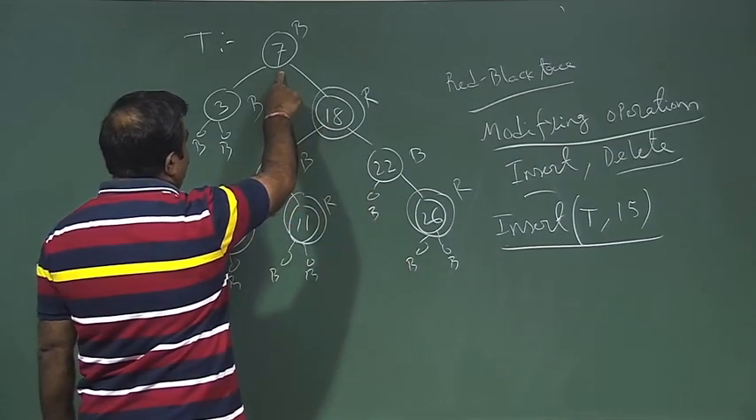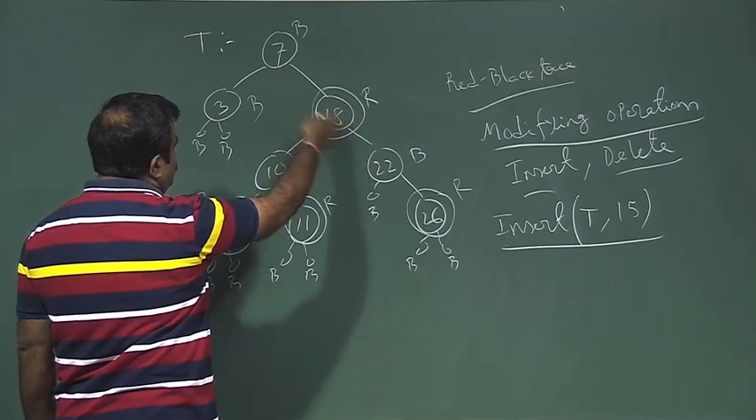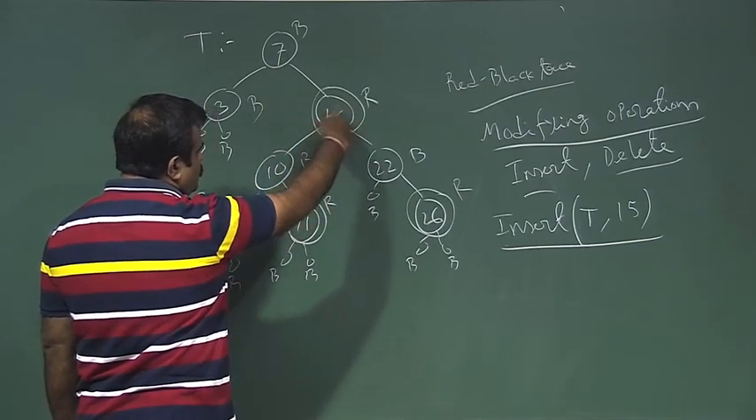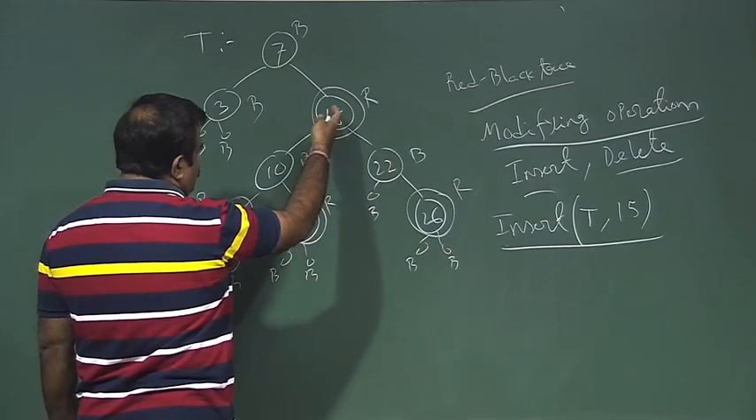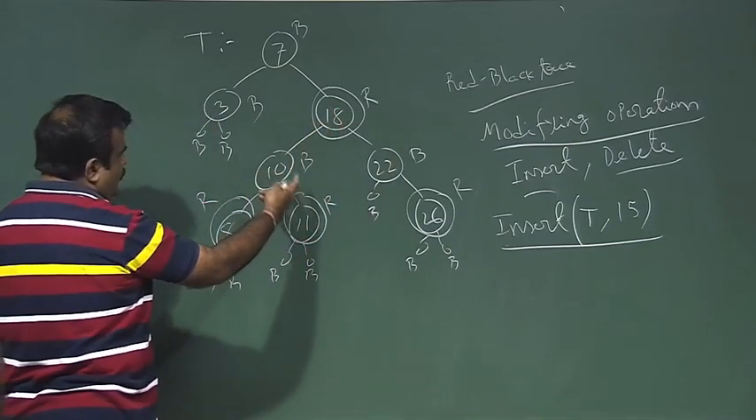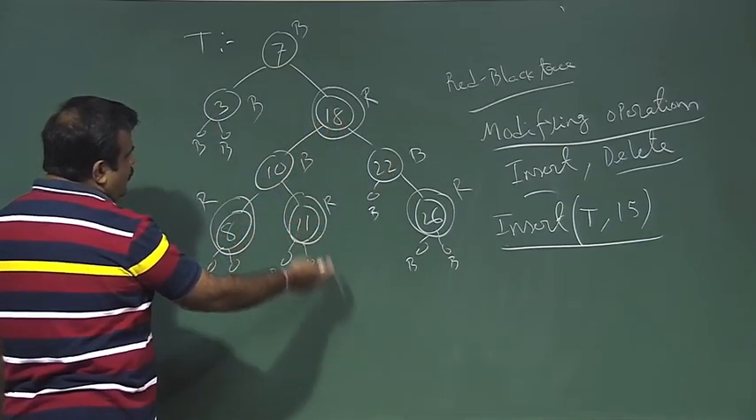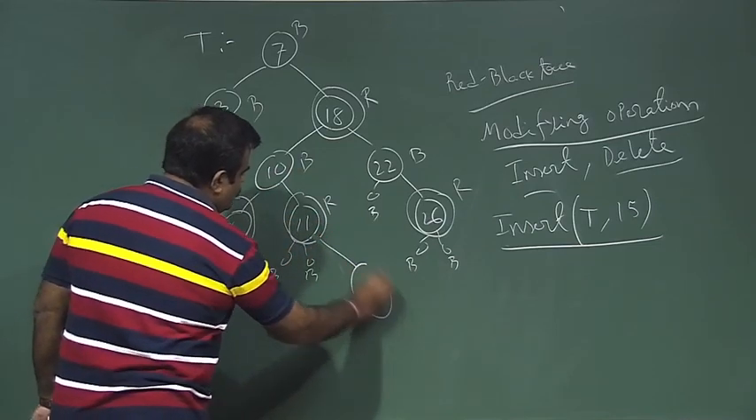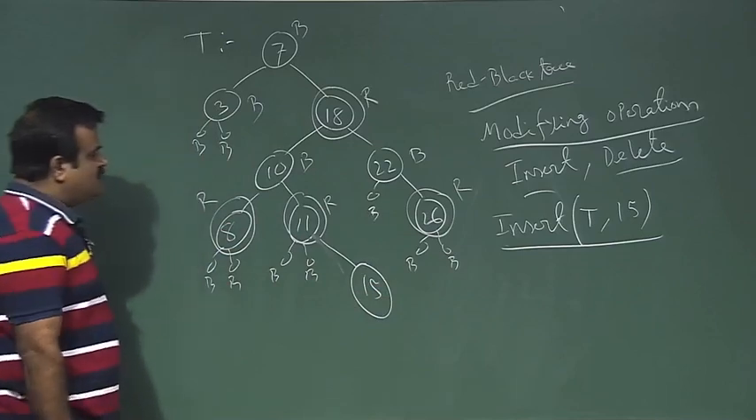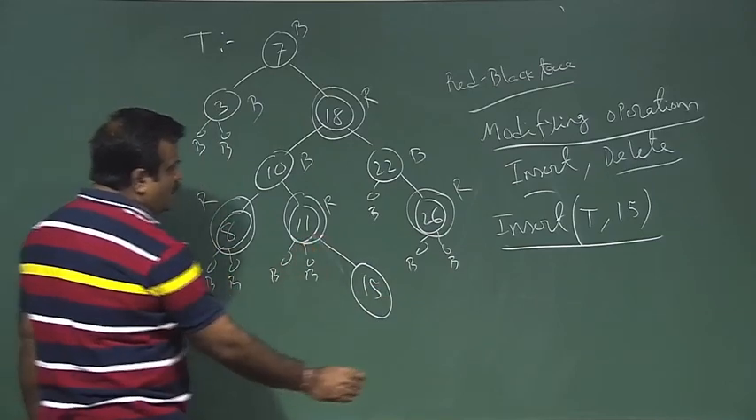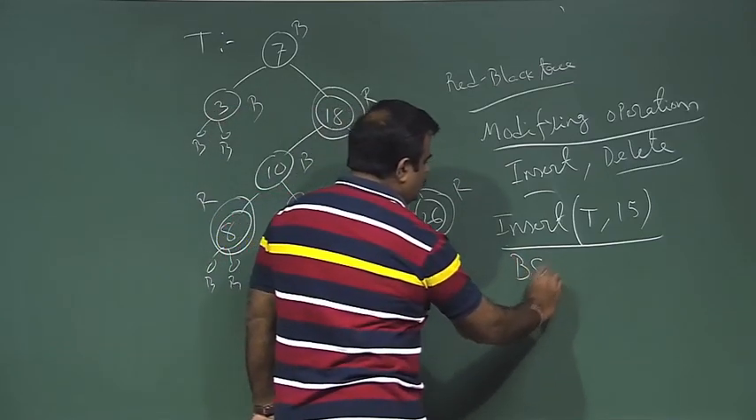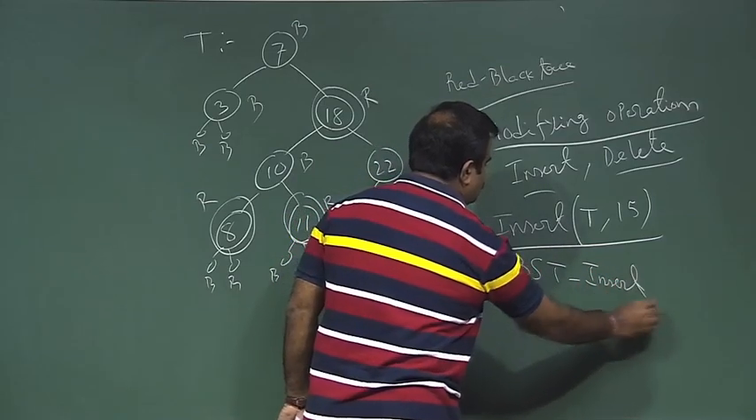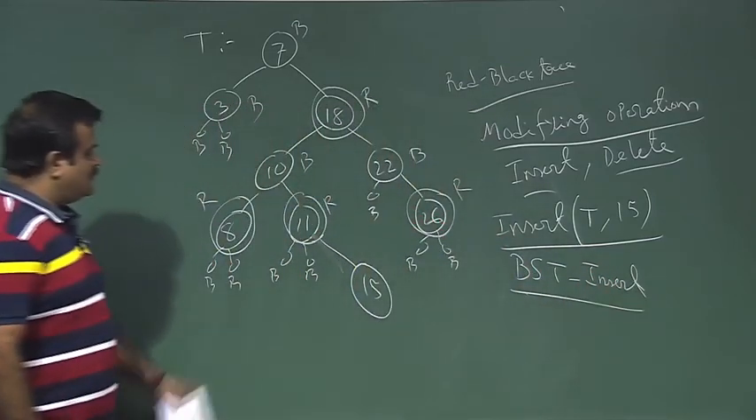We will just compare 15 with 7. So, we will go to the right part, it is greater. Then again we compare 15 with 18, it is less, so we will go to the left part, again 15 with 10, again 15 is greater. So, we will put this 15 here. Now, 15 is inserted by the binary search tree insert. So, we have inserted this new node.